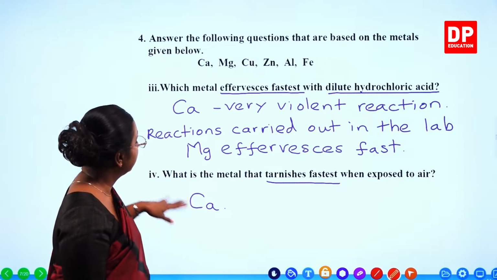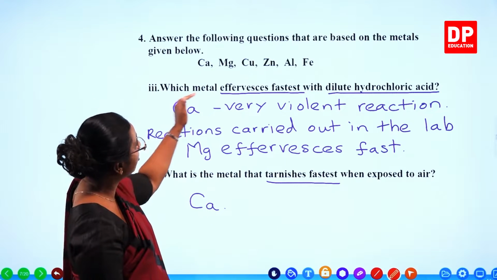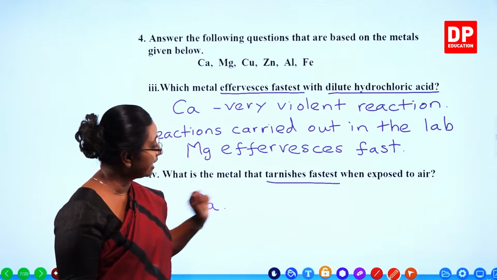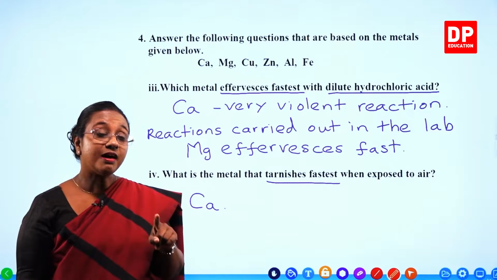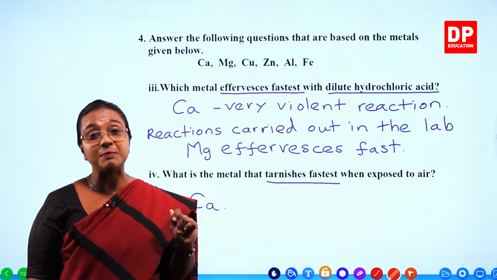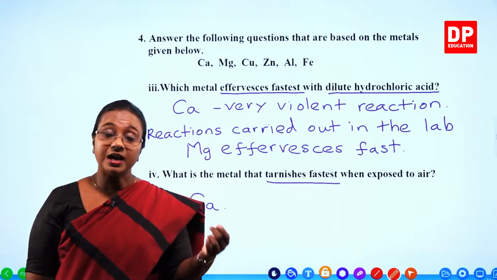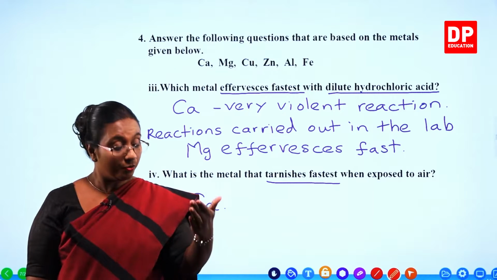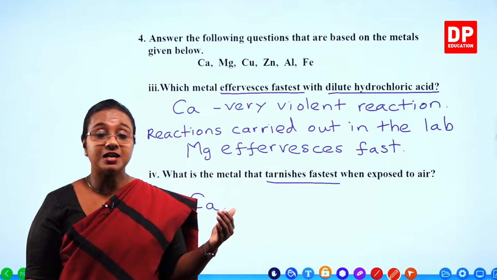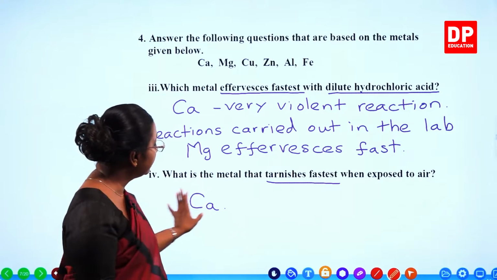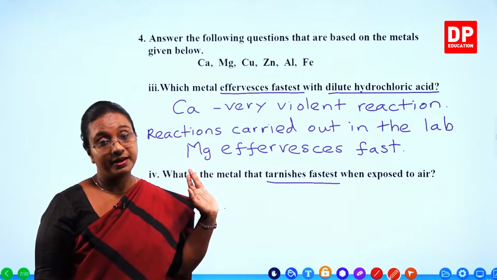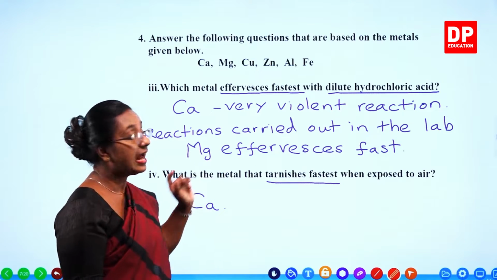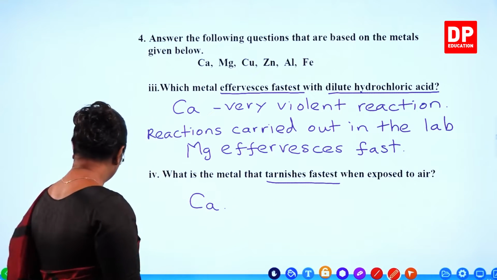The same way, if we look at all the metals, according to their reactivity also, calcium is the metal that will tarnish fast. We tried with sodium. You can remember that. Sodium, as we cut a freshly cut piece of sodium, if we keep it exposed to air, when you look at it itself, it tarnishes. Similar to that, even calcium can tarnish quickly. You all have to remember that. So with that, I'll move on to the last part of this question.